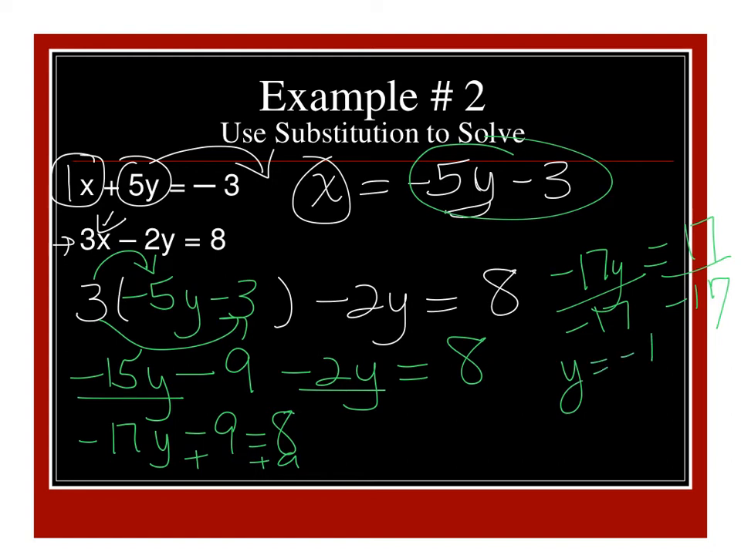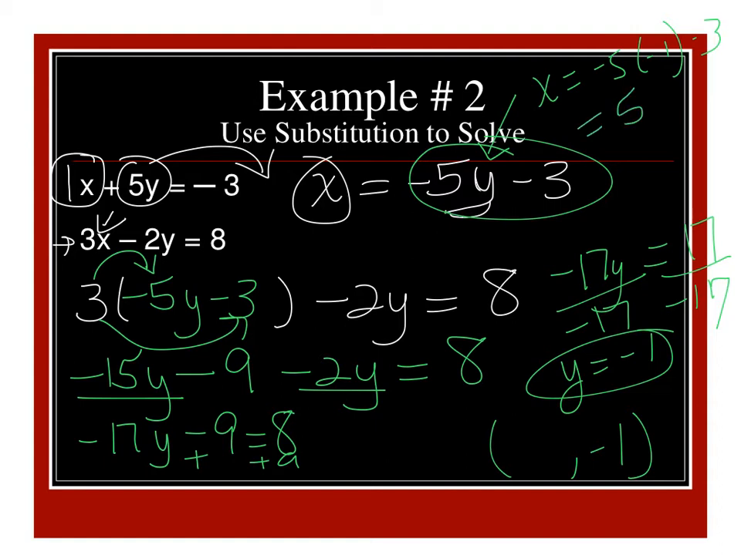And now I can take this value for y. That's my answer right here, negative 1 for the ordered pair, and I can plug it in for y here. So my x is equal to negative 5 times negative 1 minus 3. So it's equal to 5 minus 3, so my x is 2. So that's my ordered pair, and my solution, where my x is 2 and my y is negative 1.